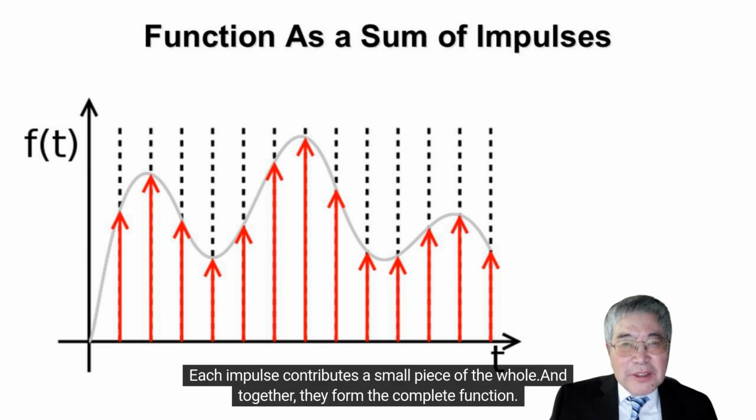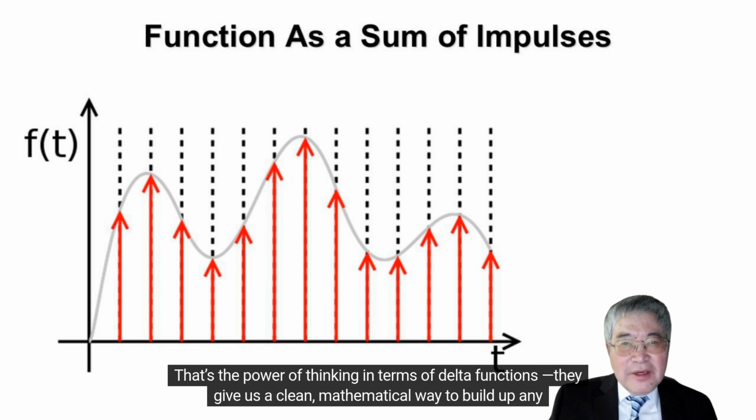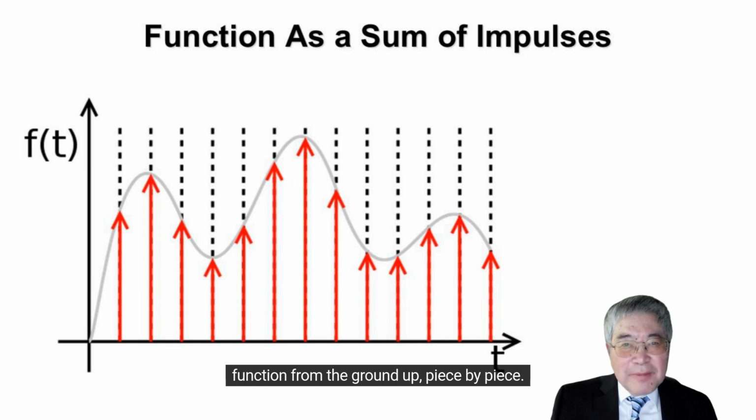Each impulse contributes a small piece of the whole, and together they form the complete function. That's the power of thinking in terms of delta functions. They give us a clean mathematical way to build up any function from the ground up, piece by piece.